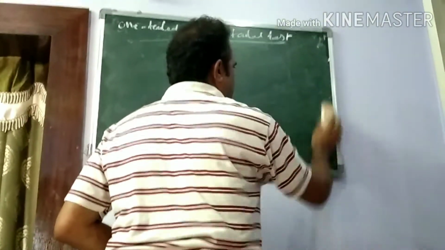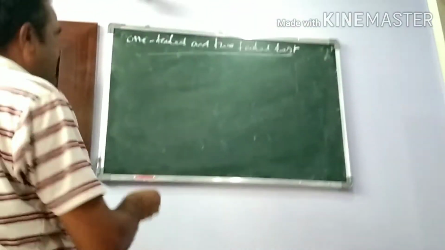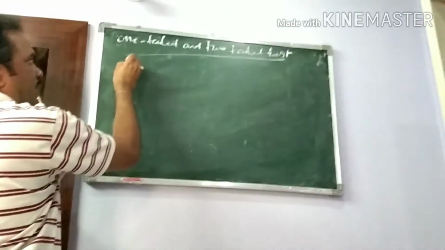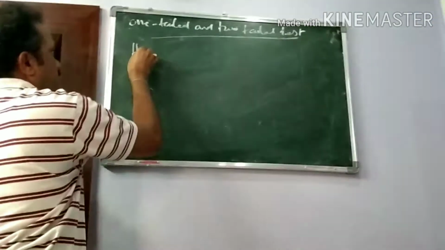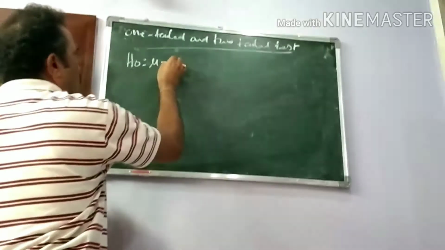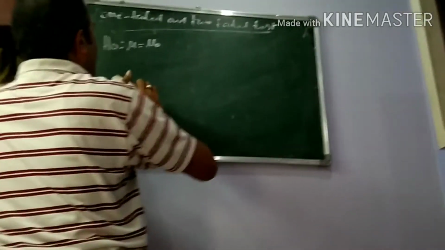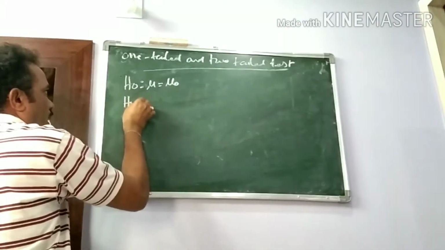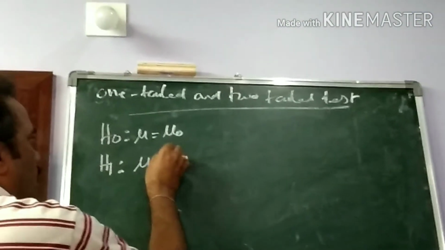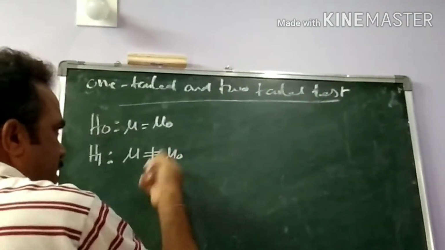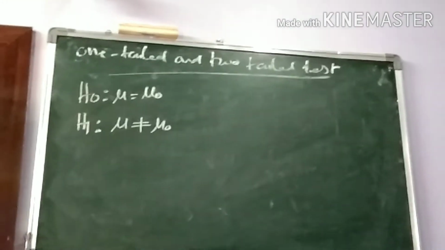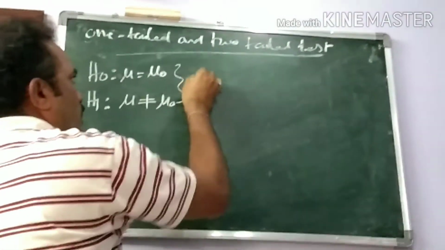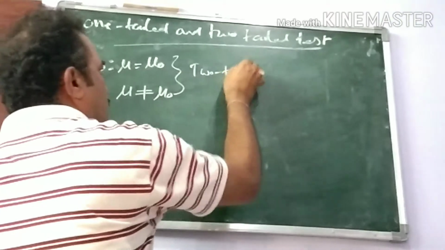Two-tailed test. Consider the same example for the population mean. Null hypothesis H naught: mu equal to mu naught, against the alternate hypothesis H1: mu not equal to mu naught. So we cannot say whether it is greater than or less than. Simply it is the not equal alternative. So this is nothing but a two-tailed test.